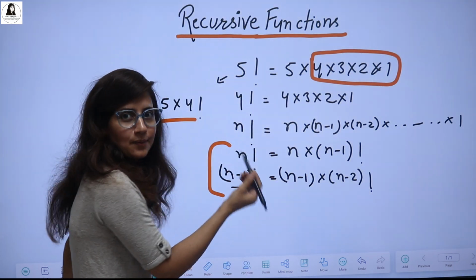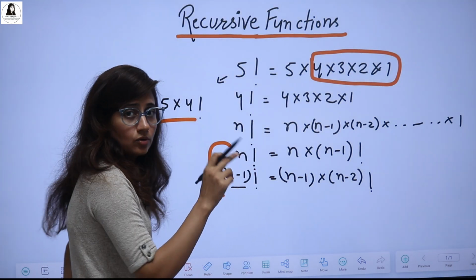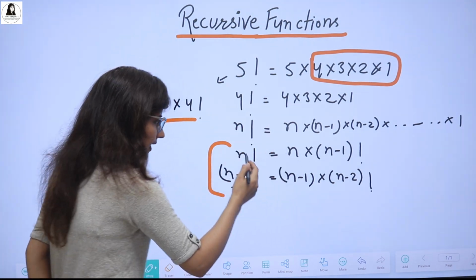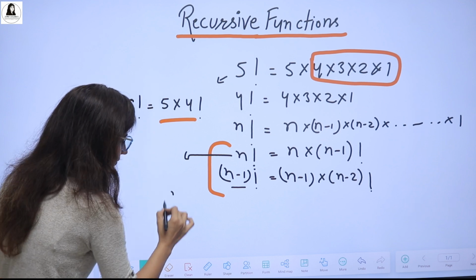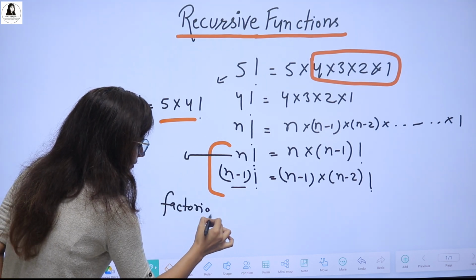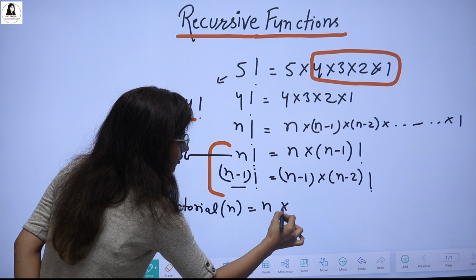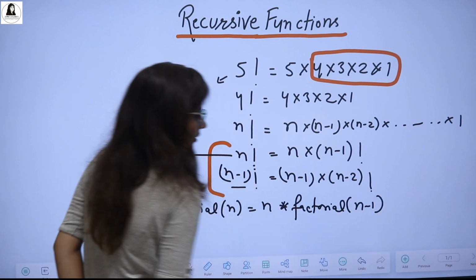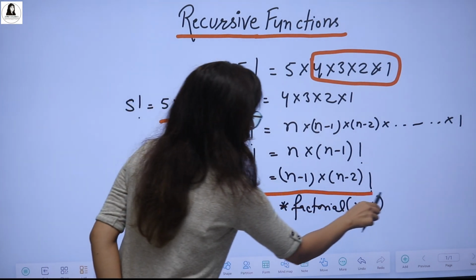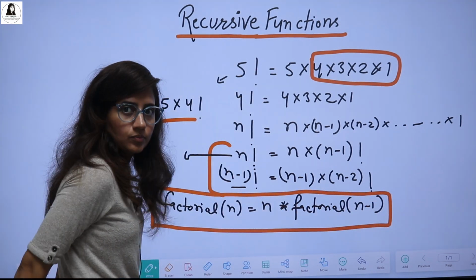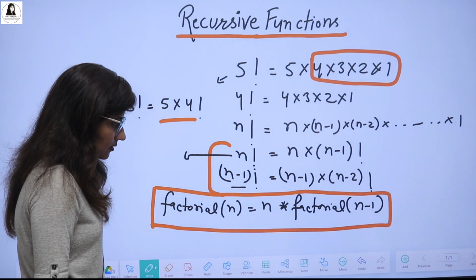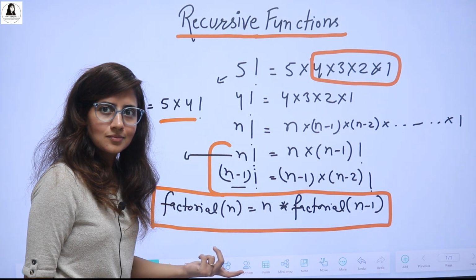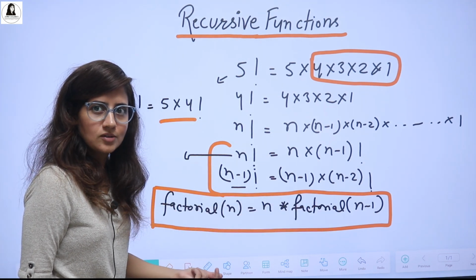So obviously, if we write a program, we cannot write the factorial symbol in a program, right? So rather than this, we will use some function. So can I write something like this: factorial of n is equal to n into factorial of n minus 1, right? This is how we can model this problem of finding factorial of a number. Fine. So we can define factorial as a function, and this function is calling itself with n minus 1. So this is what recursion is.